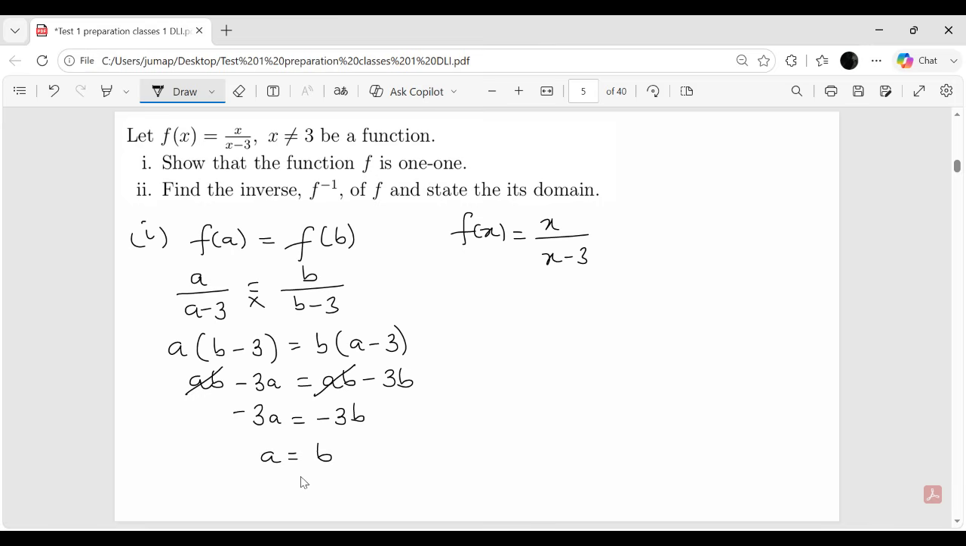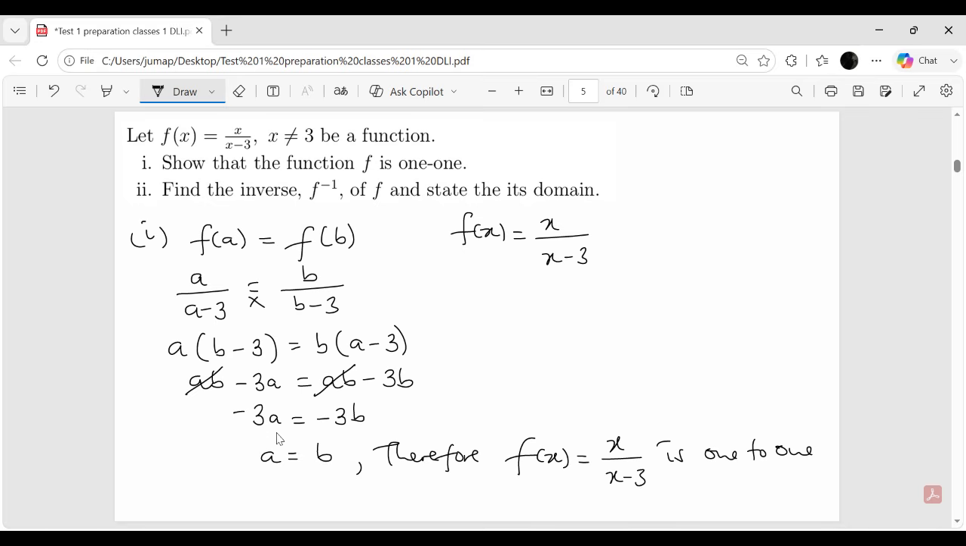So meaning that this function is a one-to-one function, because you're able to see that if A is equals to B, meaning that whatever I can find on A is the same thing I'll find on B. So I'll just say, therefore, f of x being equals to x over x minus 3 is 1 to 1. Are we together? So repeat on the last part.